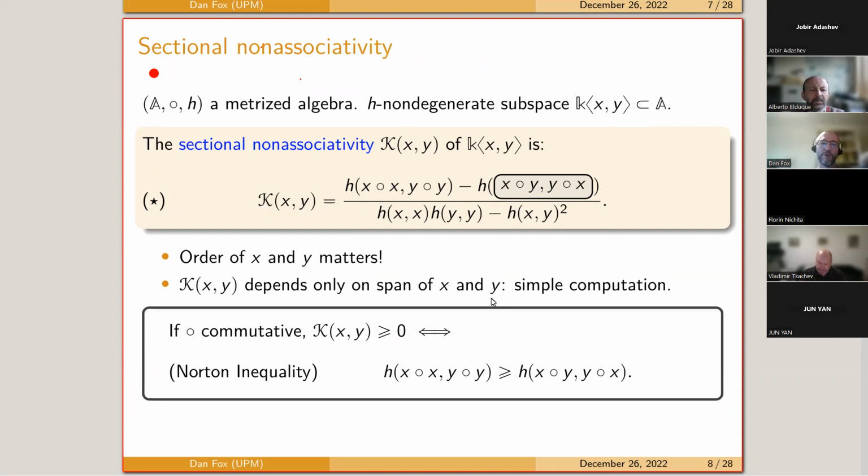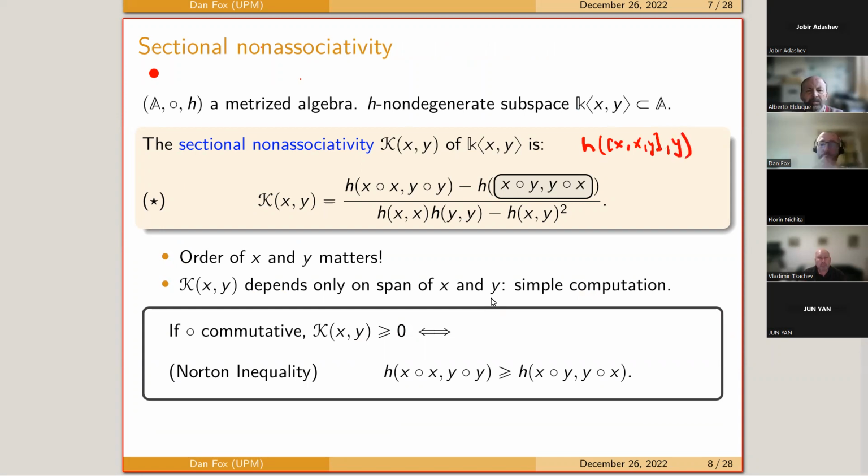So here's the definition. If you're used to the usual definition of sectional curvature, this may not look familiar, but I'm actually looking at this and using the invariance to rewrite it in this sense.